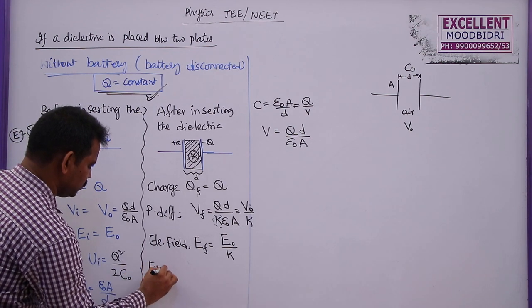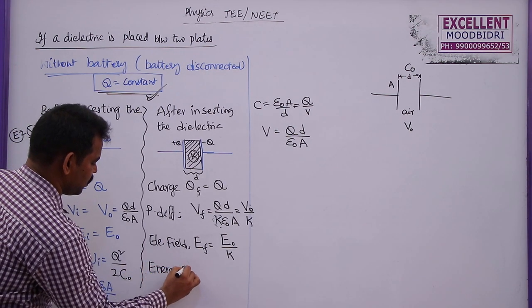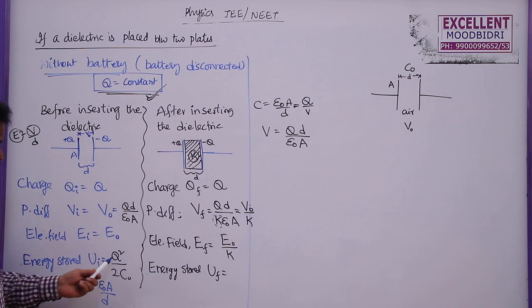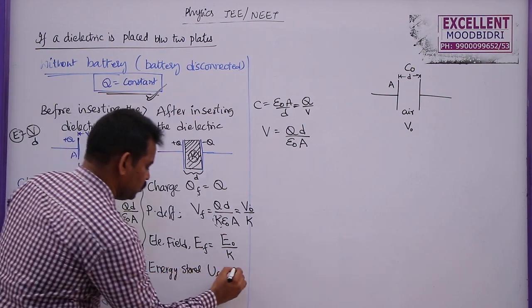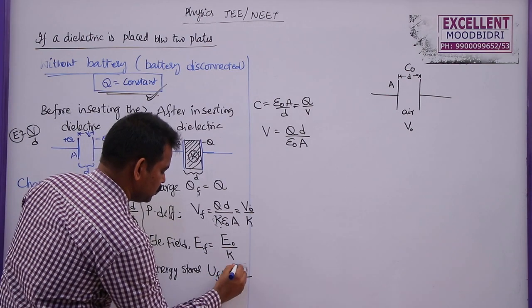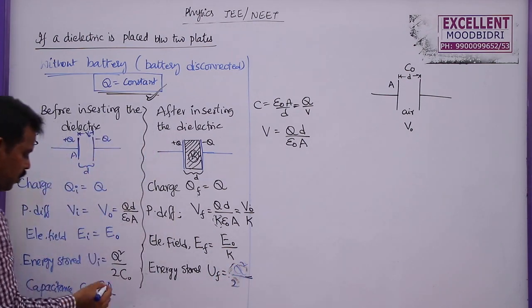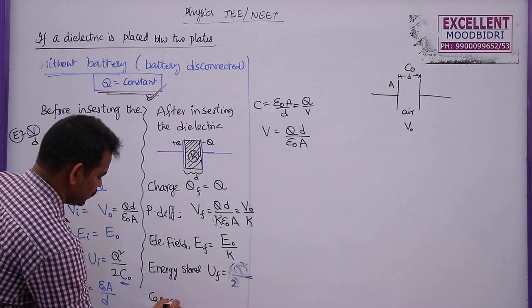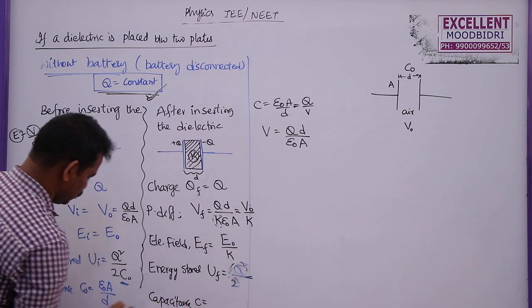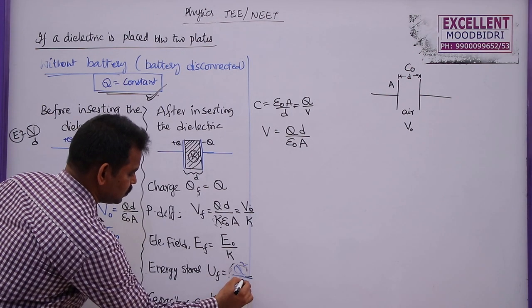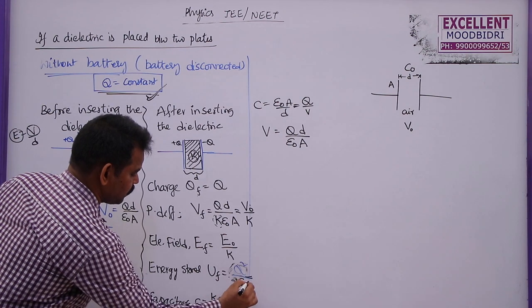Energy stored in this case after inserting the dielectric, U final, is given by, once again we need to use the same formula. Half CV square cannot be used here; we use Q square by 2C, as Q is constant. What is the new capacitance? C is epsilon naught A by D, and by inserting the dielectric, this will become K epsilon naught A by D.